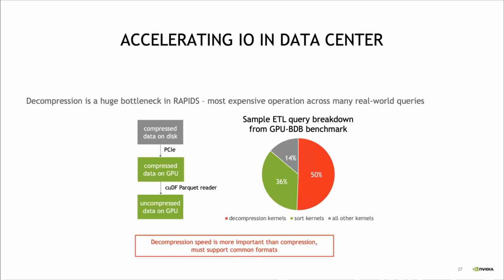And what we found is in many of the real world queries, we spend a lot of time on getting the data in, decompressing it, and converting it to columns, parsing this data. This is an example pie chart of how much time we spend in different kernels in a typical query. And often 50% of the time or so is spent in these decompression kernels. So it's a big bottleneck in Rapids, and that's what we focused on from the start.